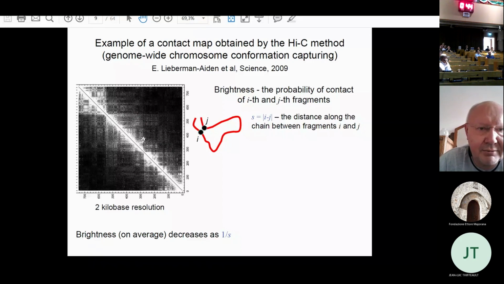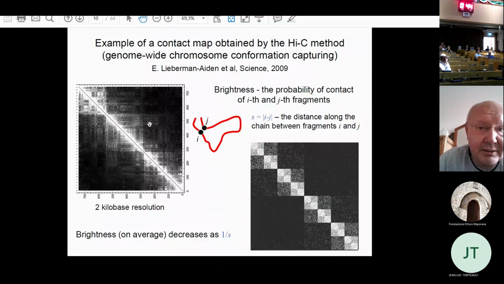As you can see here, it has a rather tricky structure, but first, researchers, especially in this paper, were interested in how on average the density, the brightness, decreases when we go away from the diagonal. On average, they have seen that it decays as 1 over s, so it has a power law decay. But what is important is the fact that it's just 1 over s, but not 1 over s to some power. I will explain why this is important and what is the signature of this fact.